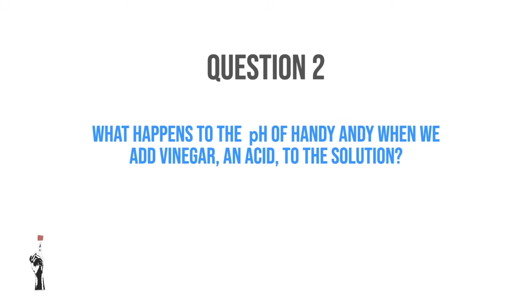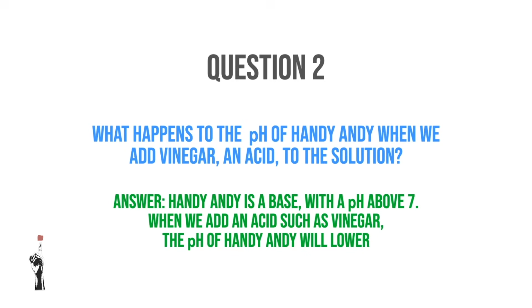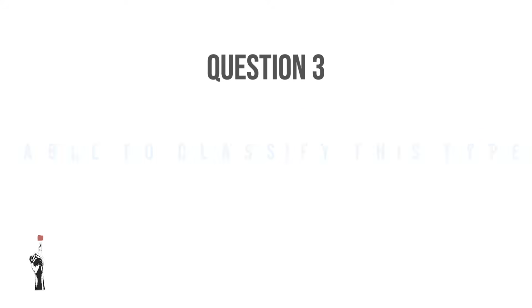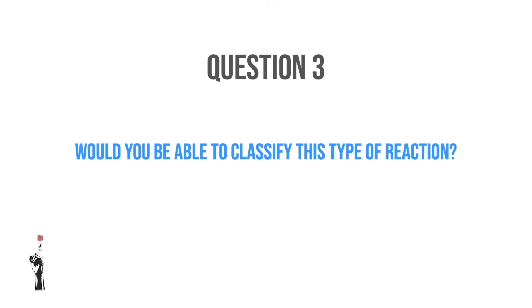What do you think happens to the pH of Handy Andy if we were to add vinegar to the solution? Handy Andy is a base with a pH far above 7. When we add an acid such as vinegar with a low pH, the pH of Handy Andy will be much closer to 7. Are you able to classify what type of reaction occurred?